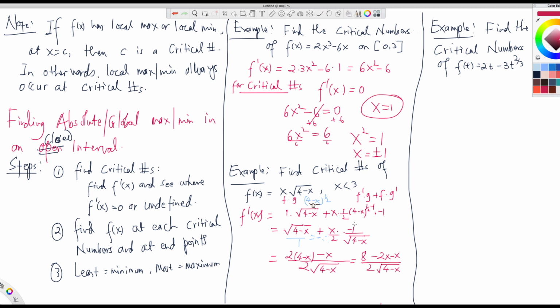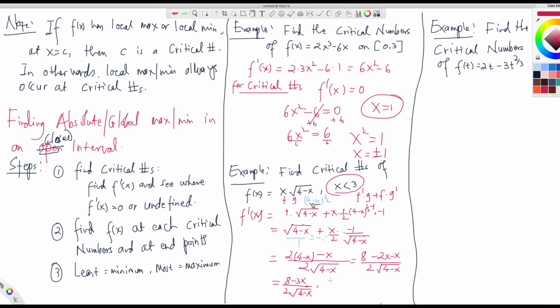So we're going to find the critical numbers. For the critical numbers, f prime should be either 0 or undefined, right? For what values of x is it undefined? If you set x equals 4, it will be 0 in the denominator and that will be undefined, right? So x equals 4 is one, but you want to take only x less than 3. So you don't have to worry about x equals 4. So let me simplify this one more time. It is 8 minus 3x over 2 root under 4 minus x. That's what you get, right?